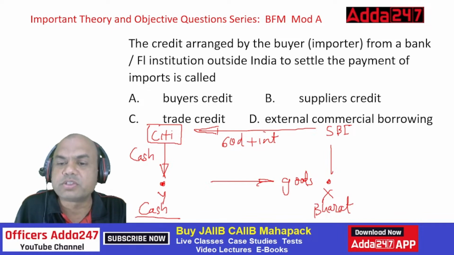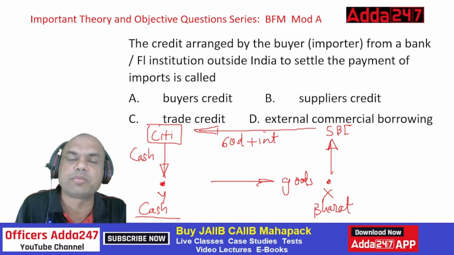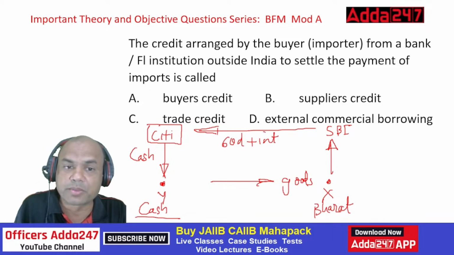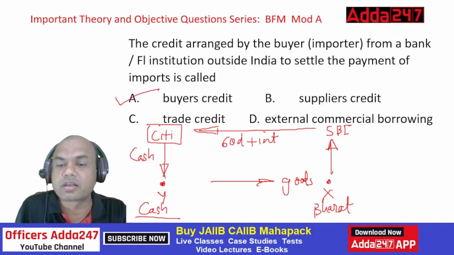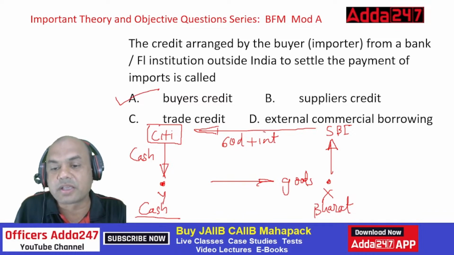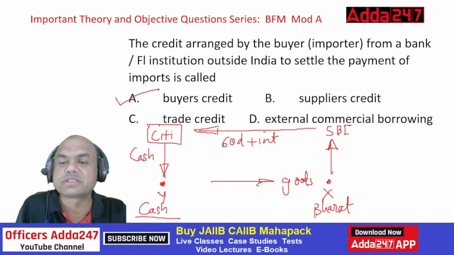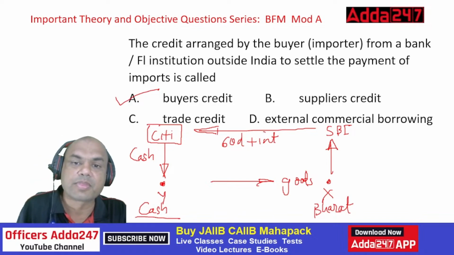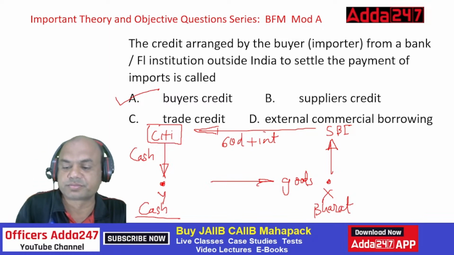So why should SBI pay the interest? Because it will recover it from this client. This client will pay SBI and then SBI will pay Citi. This is known as buyer's credit. So buyer's credit means the client, our importer, arranges for some bank in the USA or any country, and SBI becomes just a mediator in between. Okay, let's move on.